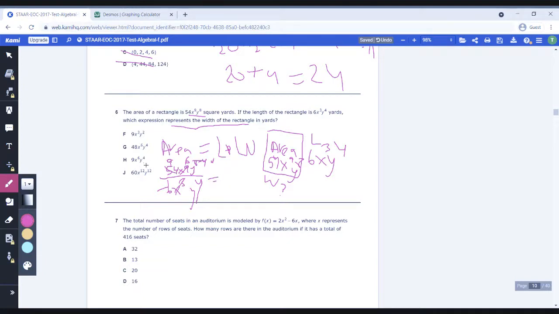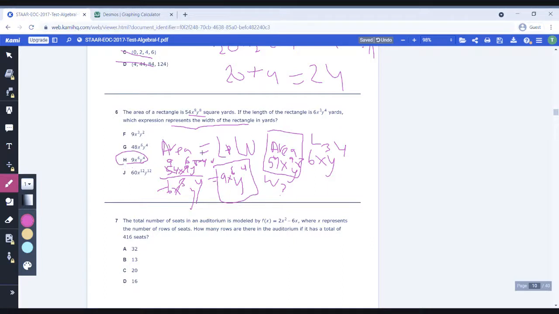It also is over here too, but if you couldn't understand this messy work, I'll write it here neatly. y to the power of 4. Okay, so our answer would be H.